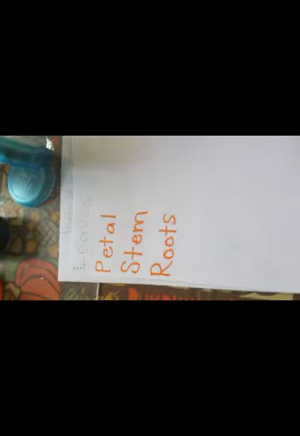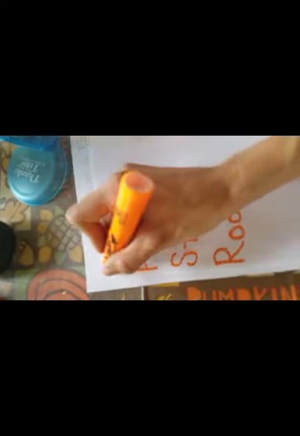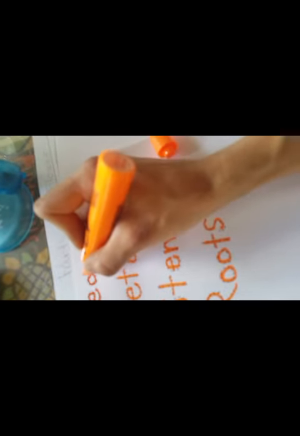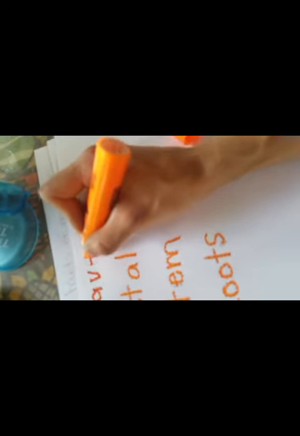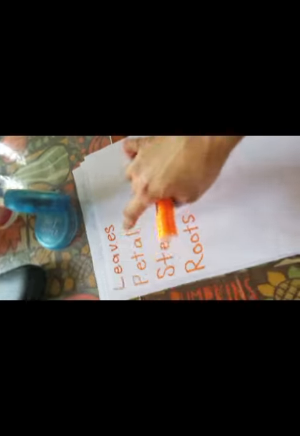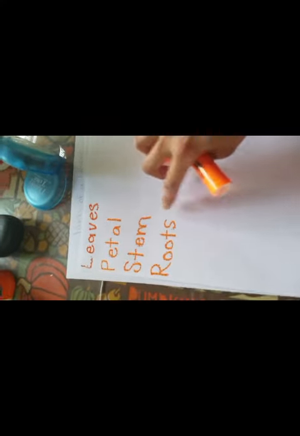So the first thing we are going to do is trace the letters. We're going to trace the letters just like this. So right here we have the word leaves. And then we're going to do those for the next 4 words, which is petal, stem, and roots. After that, we're going to cut out all of the words so they look like these.